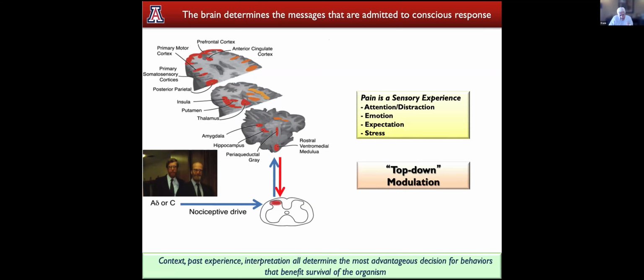So context, past experience, interpretation all determine the most advantageous decision for behaviors that benefit the survival of the organism. That's really the role of descending modulation. Sometimes we want to respond to pain, but sometimes it's beneficial to suppress pain and to perform some more expedient behavior, such as to escape and to survive.